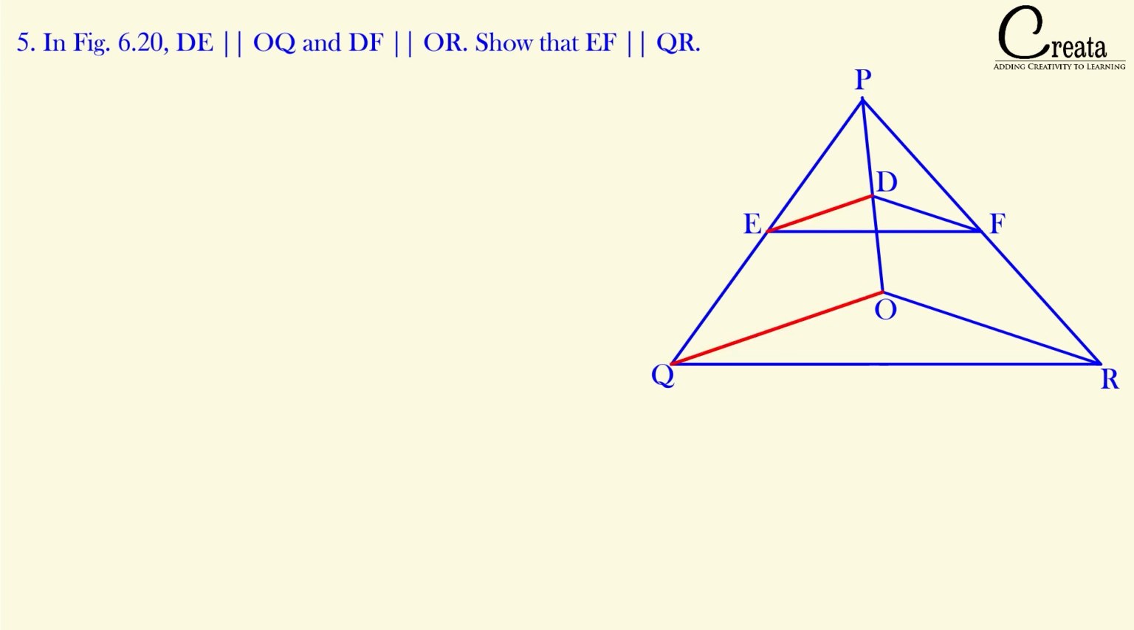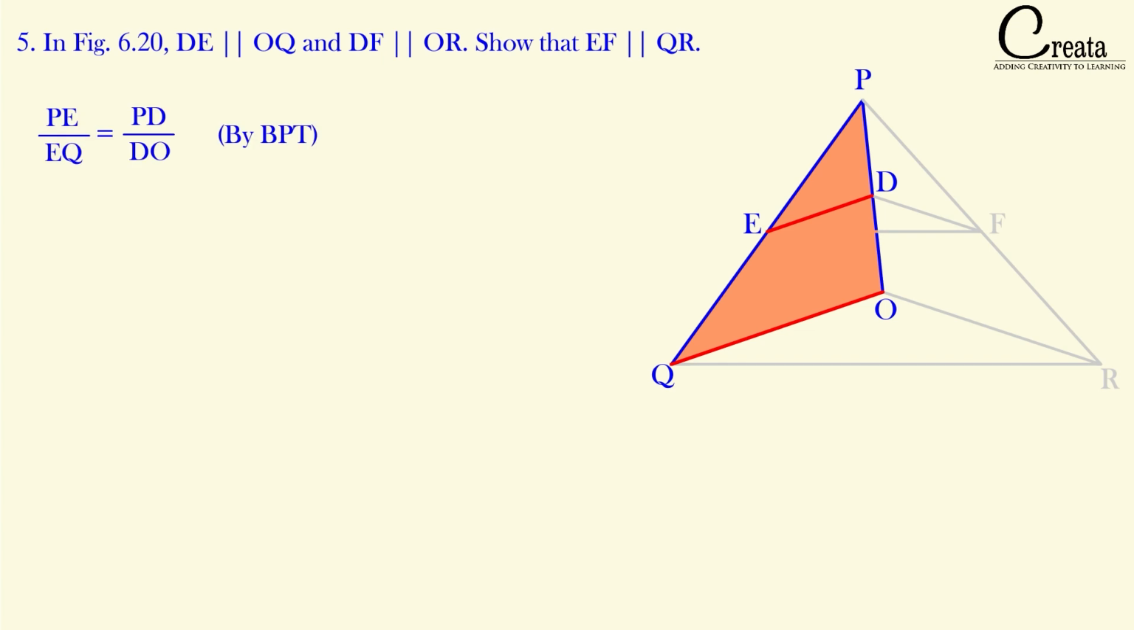Firstly, let's take ED and QO. Again, we got two parallel line segments. Can you observe and identify the triangle around ED and QO? Yes, we got the triangle PQO. This is a triangle. We can apply the BPT as ED and QO are parallel to each other. We got PE upon EQ is equal to PD upon DO.